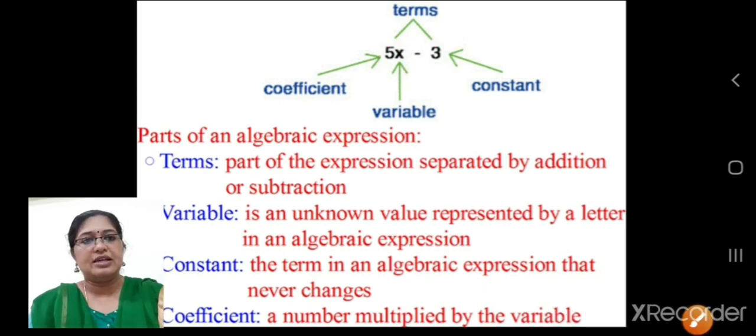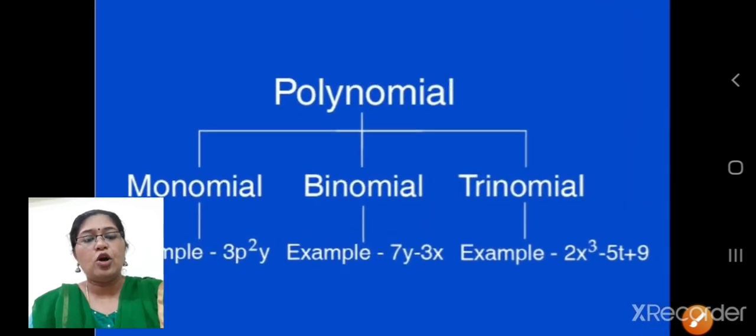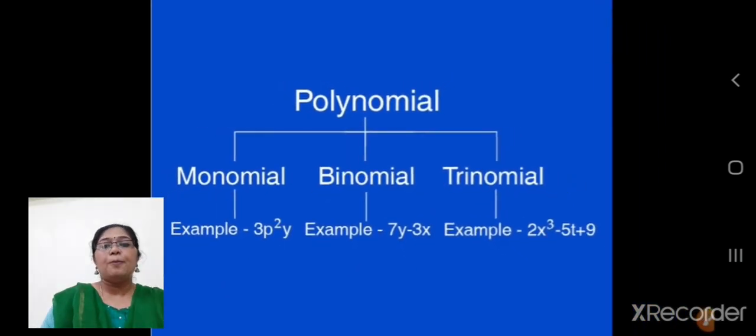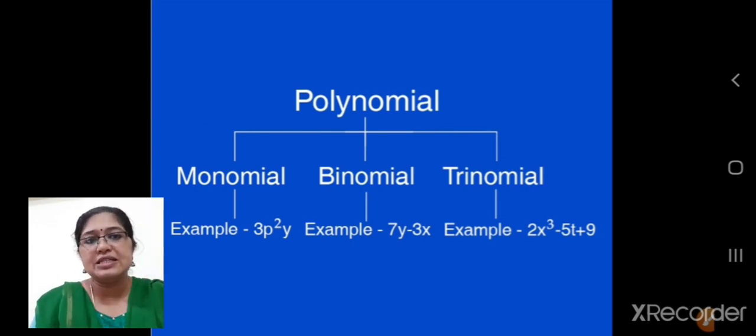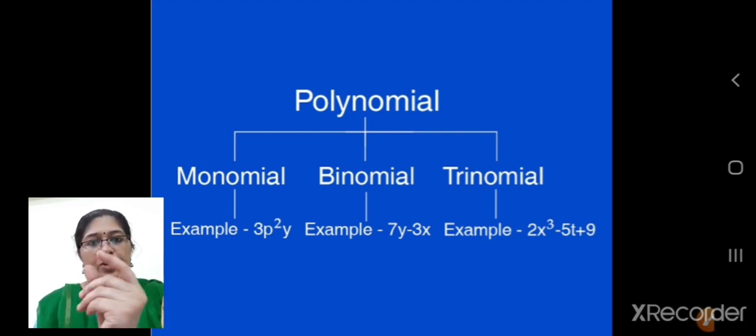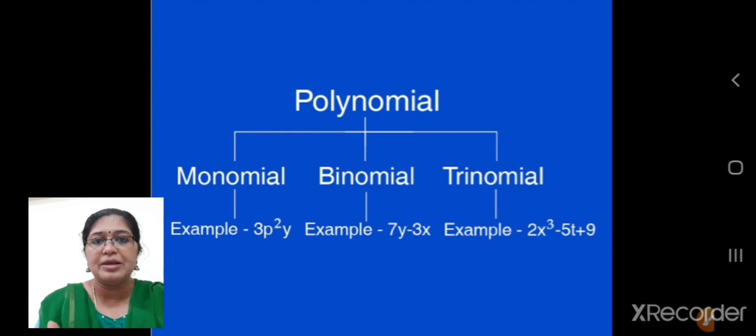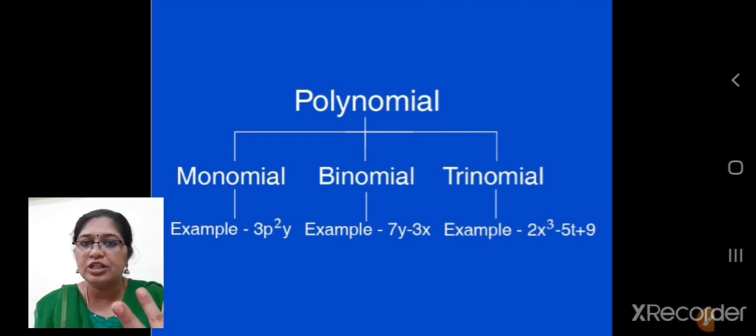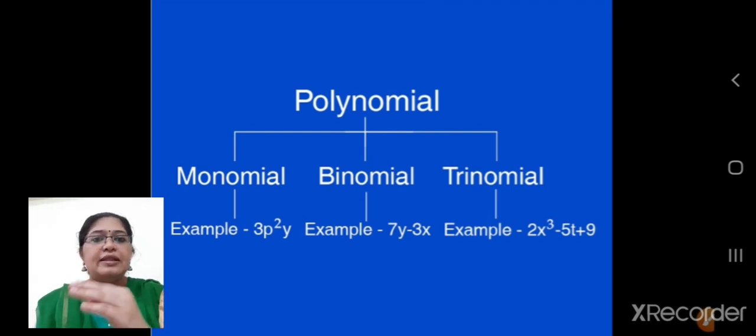Now let us see the next concept, polynomials. I told you about terms. If there is only one term, with no addition or subtraction, we call it a monomial. If 2 terms are there, it is a binomial. If 3 terms are there, it is a trinomial. Commonly we call it a polynomial. Monomial, binomial, trinomial are all polynomials.